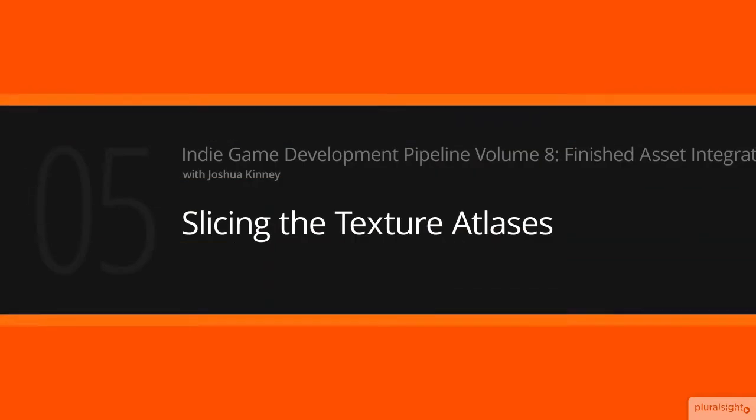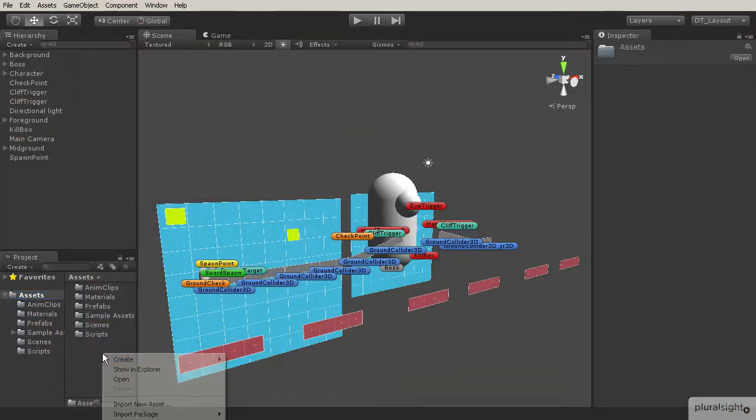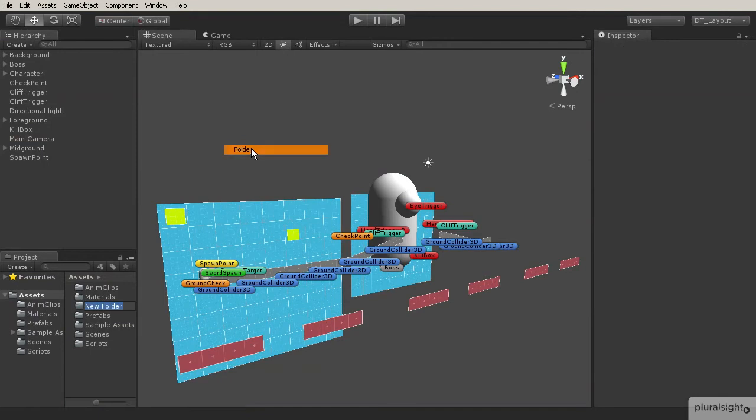Atlas, and we're going to bring in our sprites and begin splitting them up in Unity. Alright, so let's get started by creating a new folder in our Assets folder. And we're going to right-click and create a Sprites folder. And we'll open that up.